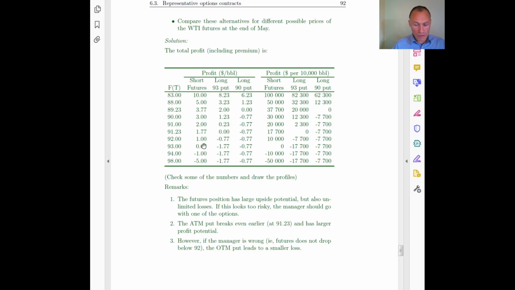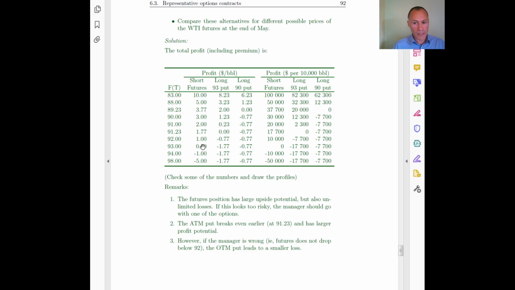If the price does not move, you get a payoff of 0 with the futures. If the price goes down, you start making money. If the price goes up, you lose money. And so this can go down a lot and it can go up a lot. So the payoff here in the futures is linear.